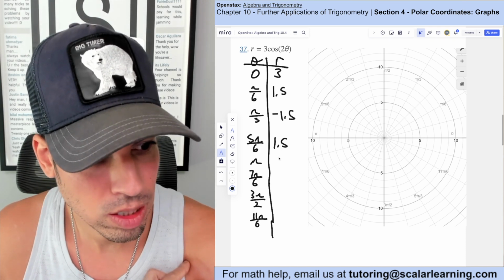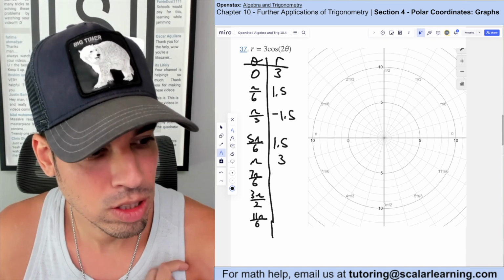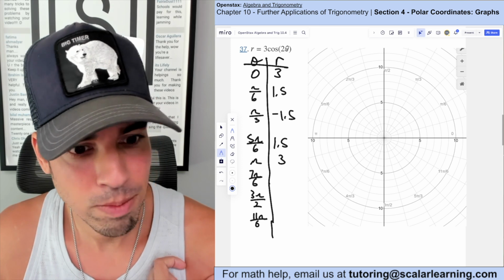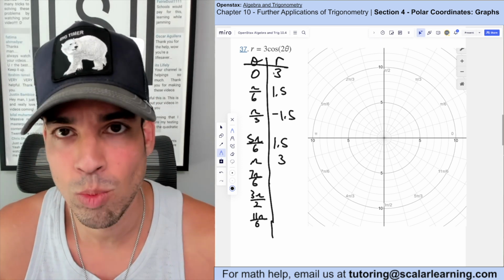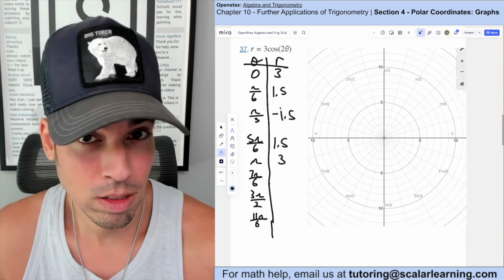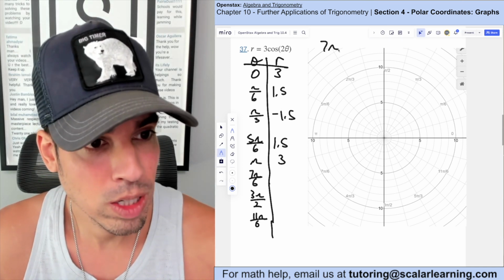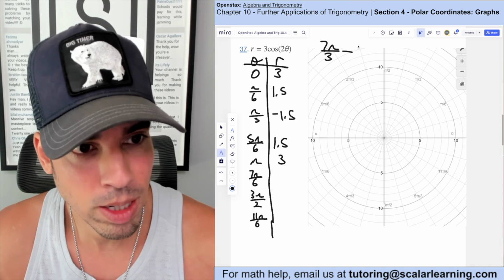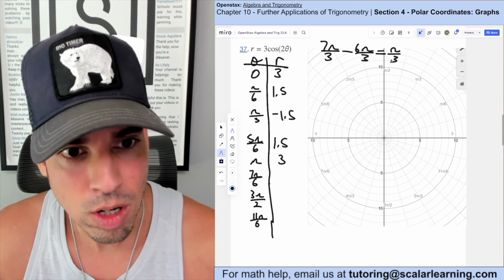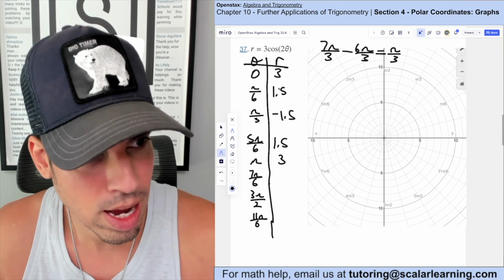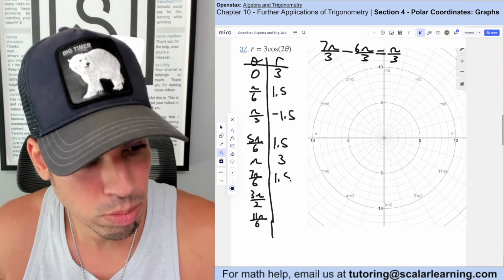1 times 3 is 3. Then we got 7 pi 6. If we double 7 pi 6, that's 7 pi thirds. Now that's not on the unit circle because that's more than 2 pi. But we can get a nice reference angle by subtracting 2 pi, or 6 pi thirds, which is the same as pi thirds. So we already know cosine of pi thirds is 1/2. So once again, we're back to 1.5.